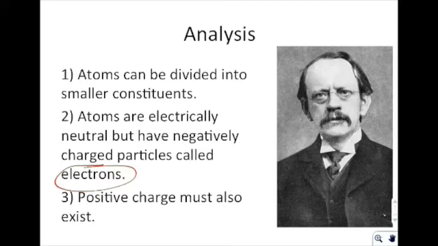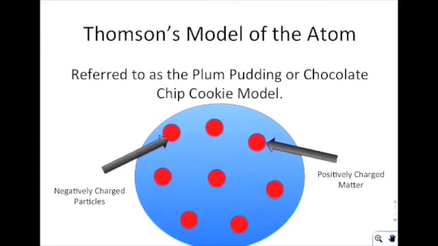towards a positive charge. Now, he also knew that atoms are electrically neutral. If you take just hydrogen gas, it won't move one way or the other. So he knew there must also be a positive charge. And so he developed his model of the atom, which is referred to as the plum pudding or the chocolate chip cookie model.